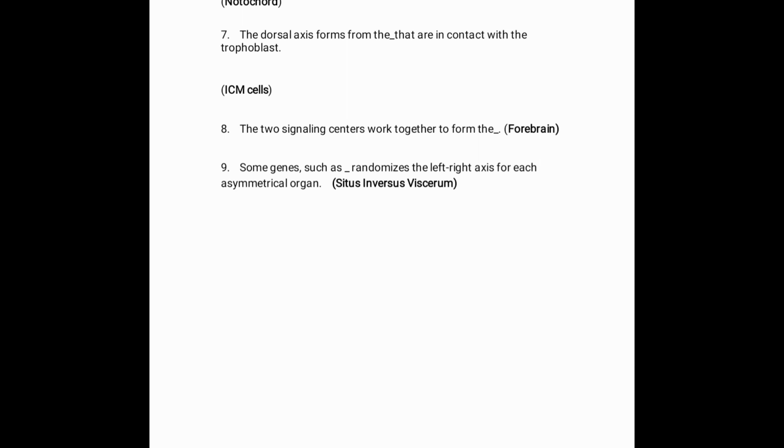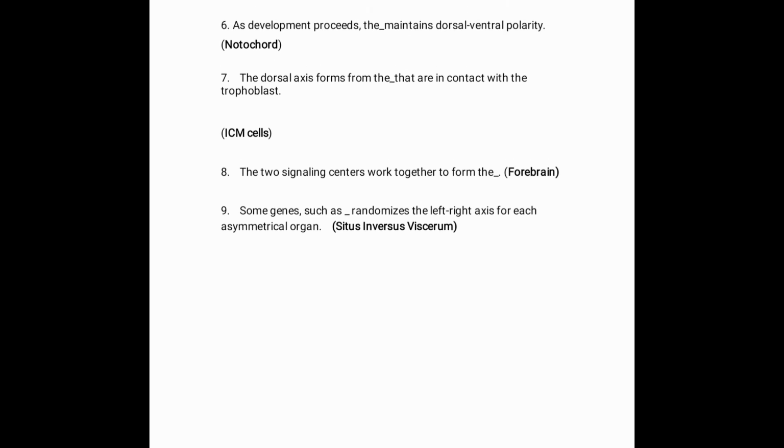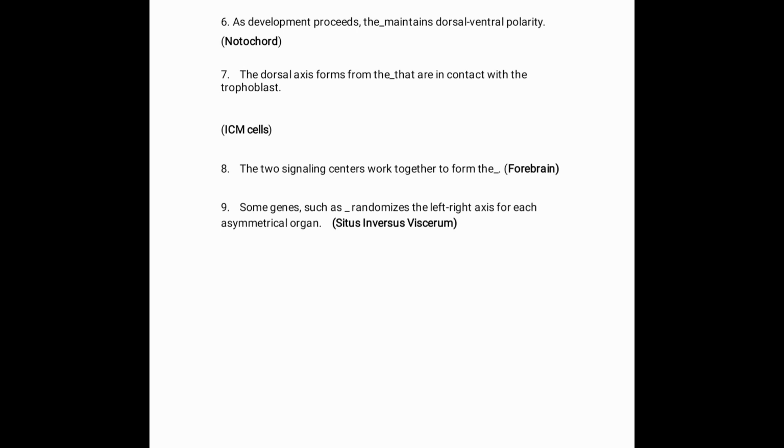8th objective: the two signaling centers work together to form the forebrain. The answer is forebrain. Some genes randomize the left axis for asymmetrical organs, resulting in situs inversus viscerum. Monosomy of the X chromosome is referred to as Turner syndrome. These are genetic disorders, chromosomal abnormalities.